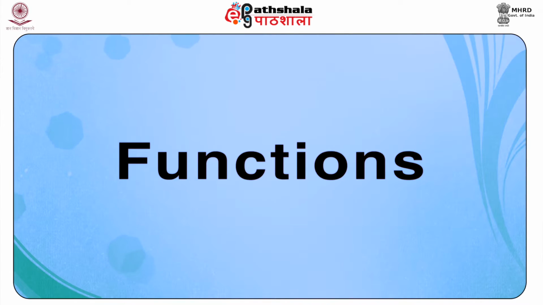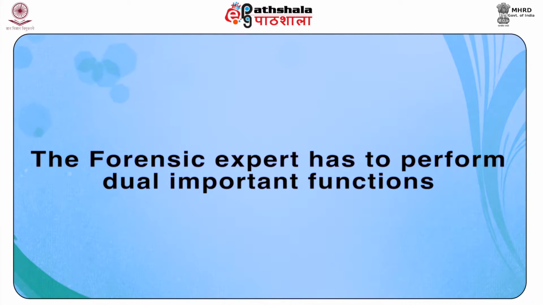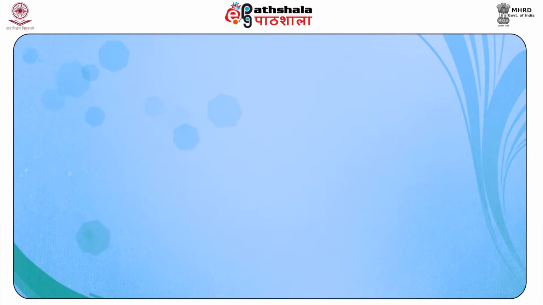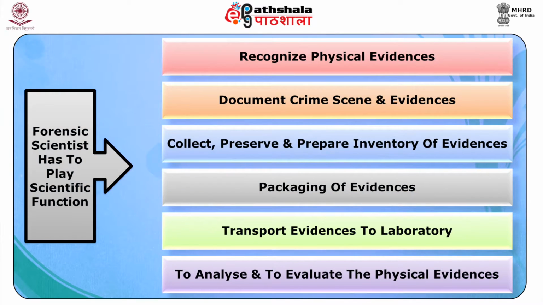Now, let us learn about its functions. The forensic expert has to perform two important functions. First is scientific. The forensic scientist has to recognize the physical evidence, document the crime scene and evidence, collect, preserve, and prepare an inventory of evidence, package the evidence properly depending upon the type of evidence along with the list of queries, and transport evidence to the laboratory to analyze and evaluate the physical evidence.